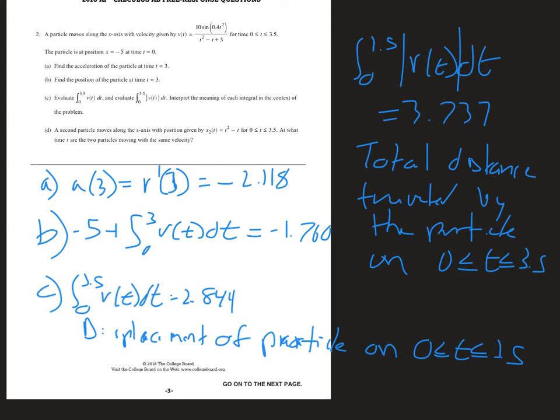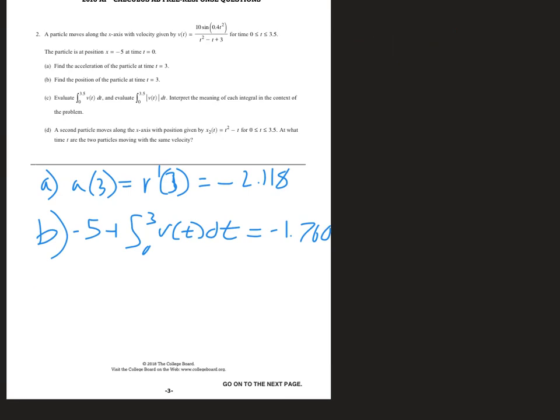Okay, part D, I'm going to clear a little room here. Make sure you've written that down. Pause, rewind, go back. Okay, that should be enough room for part D. So part D, at what time are the two particles moving with the same velocity? Well, that's just saying set their velocities equal to each other and see where that happens.